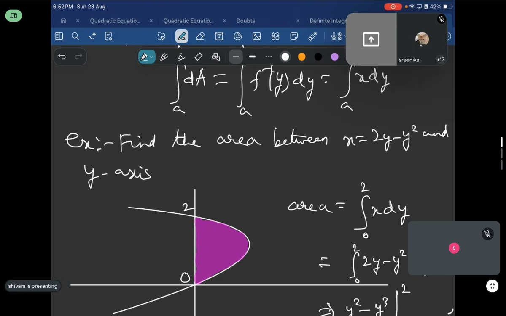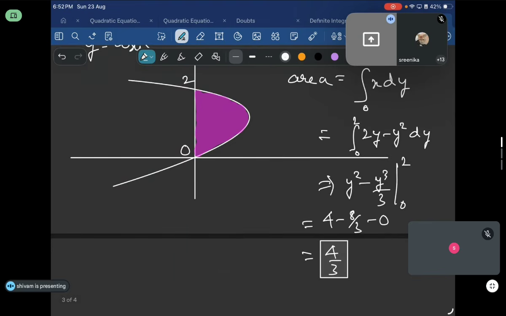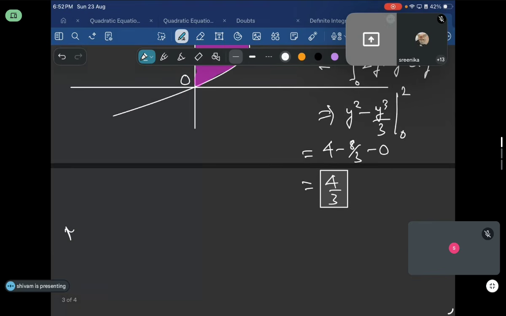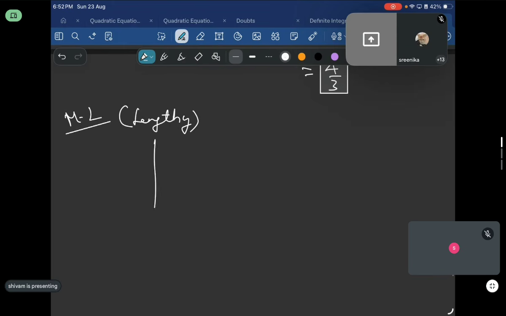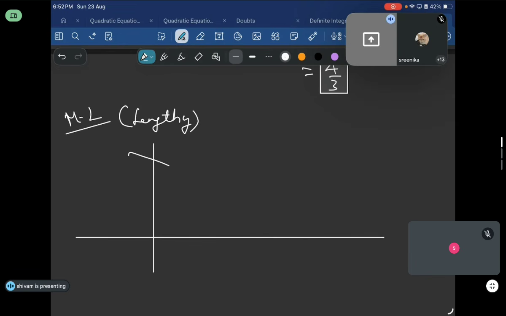Next, another method, but this is lengthy. What you can do is still take the vertical strip only. I need to find out this area.